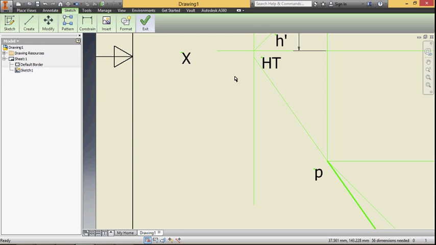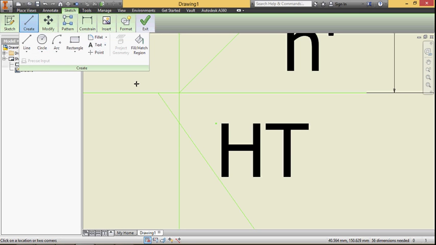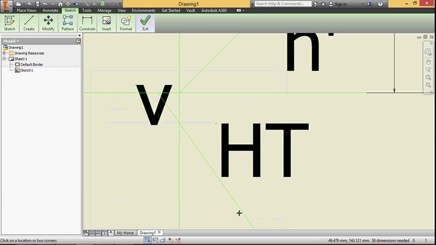Then how to get the vertical trace? Extend the top view such that it will intersect the reference line. That point is represented as small letter v. Small v is the top view of the vertical trace.